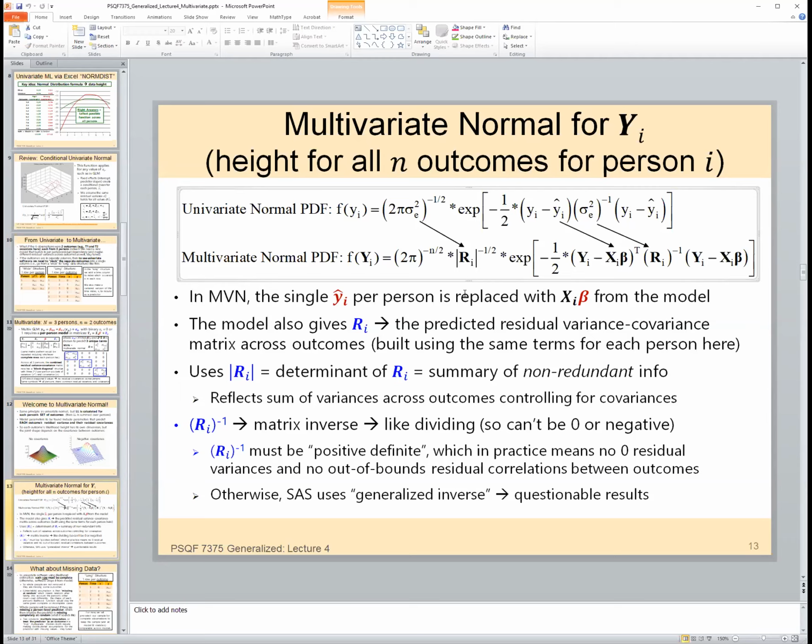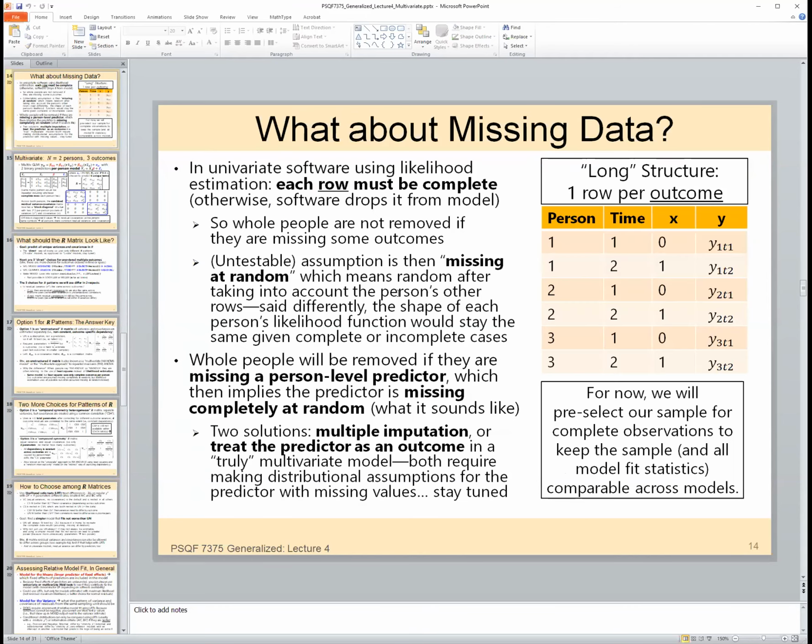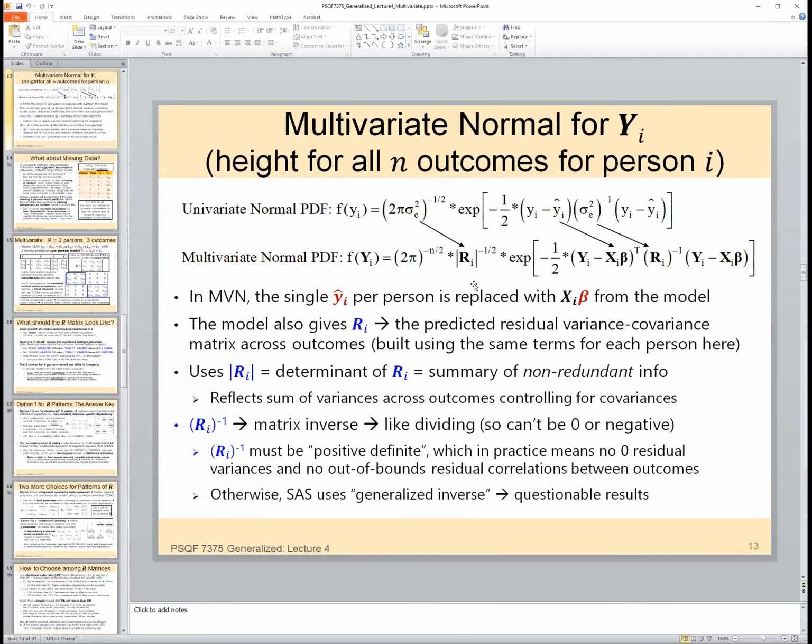We assume that everyone's outcomes have the same covariance. So there's one covariance, for instance, between all the time 1s and time 2s. People don't have different pockets of covariance unless you want to specify that, but that's typically not the case. So this is pretty cool in that if somebody has a different number of outcomes, it's not a problem.